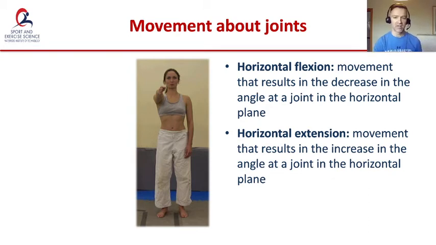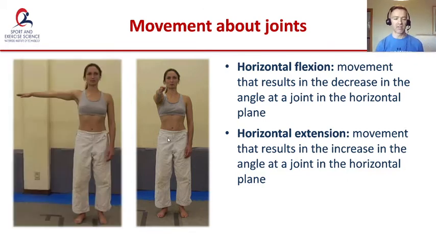Horizontal flexion and horizontal extension are movements that result in the decrease in the angle at a joint in the horizontal plane. So if you were to flex your shoulder, so it's up out in front of you like this, and then if you were to keep it in that position and move it out to the sides and move it back in, we are horizontally extending the shoulder and we are horizontally flexing the shoulder. So it's flexion and extension in the horizontal plane, so parallel to the horizon.